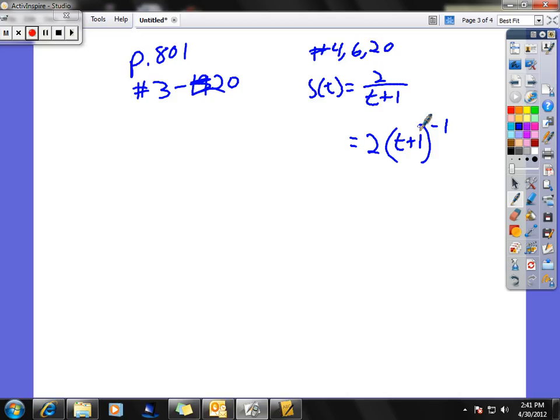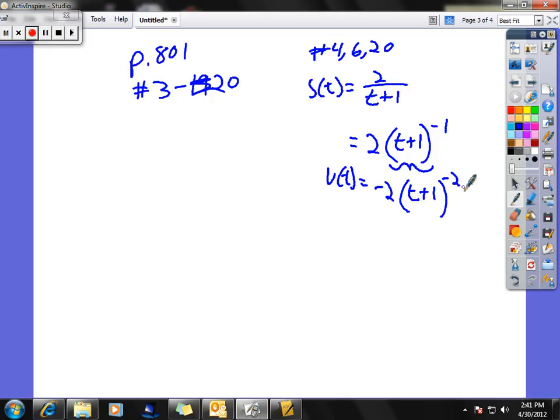Okay, so now you just treat this whole thing like one big variable, like one big x or something, and then you do what you normally would do for the derivative. So you derive that. v of t in this case would be negative 2, and then you just leave this the way it is, and the exponent would go down to negative 2. Okay, and that would be your velocity.